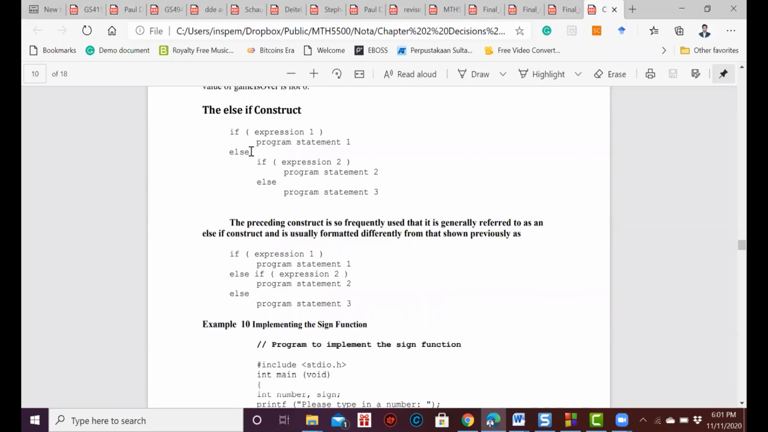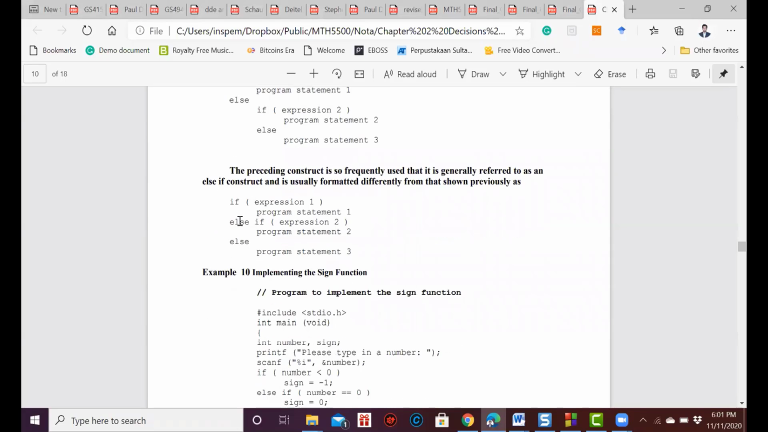So instead of this one, we can put it together as else if. Else if is a keyword, so in C it has a meaning and a logic for how to read it. If expression 1, then program statement 1. Else if expression 2, then we do statement 2, and then else program statement 3.